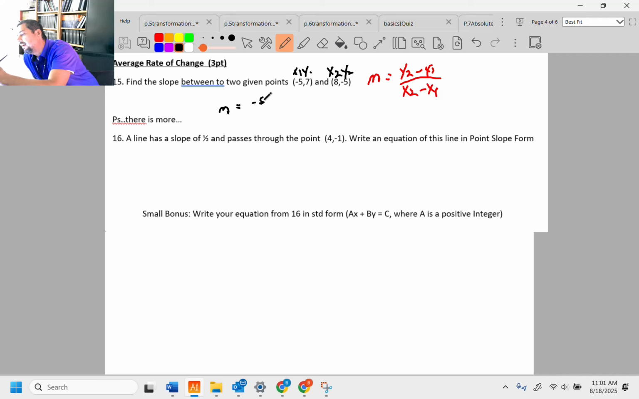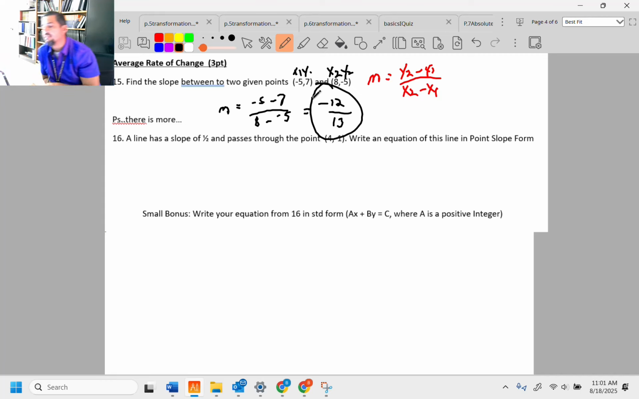y2 is negative 5. Y is up top. Negative 5 minus 7, sitting pretty over 8. And here's where people make a mistake. They just always put a minus sign, but they don't pay attention to the sign on the number. The number happened to be a negative 5. And taking away a negative is addition. Negative 5 minus 7 is negative 12. Negative 8 minus a negative 5 is 13. Can't simplify. Negative 12 thirteenths.